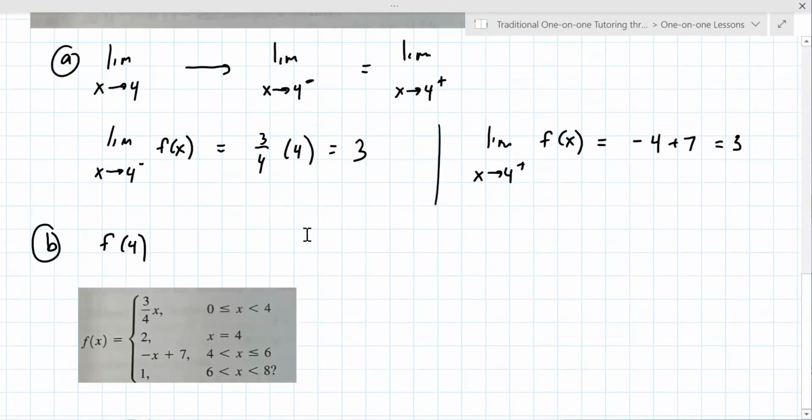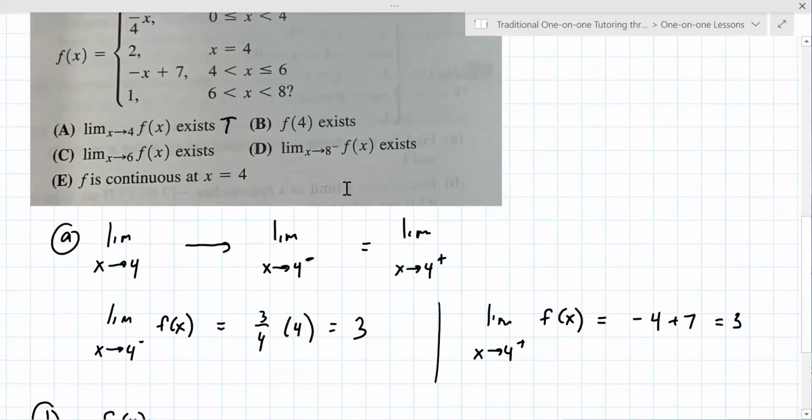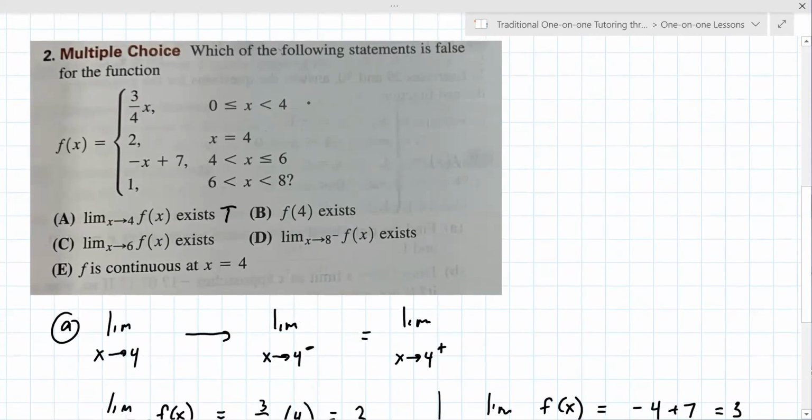How did you know to do the one with 3/4 and the one with negative x plus 7? It comes from the domain over here. This one is good less than 4, and this one is good bigger than 4. Graphically it would look something like that, and the other one does something like that. Actually, it's filled in, so they approach the same value. That's how you know.